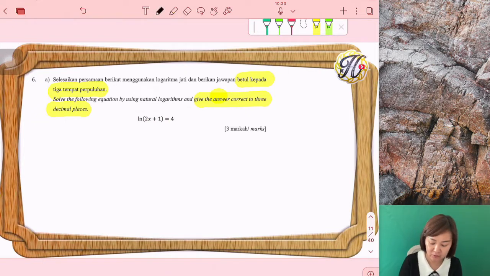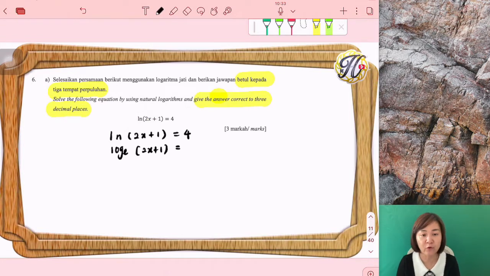So we have to start to solve this question. I copy back the question first: ln(2x plus 1) is equal to 4. If you want to make it easier, you can change it to base e. After you change to base e, it is easier for you to follow the law of logarithms. So that e, your base e, bring to the right side. Remember, the base stays as the base and the number 4 will be brought up as the power. So 2x plus 1 is equal to e to the power of 4.